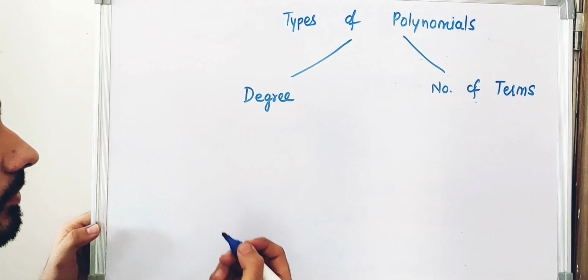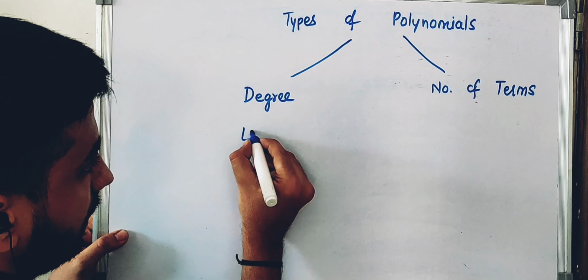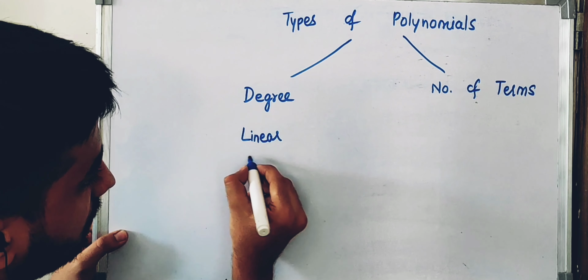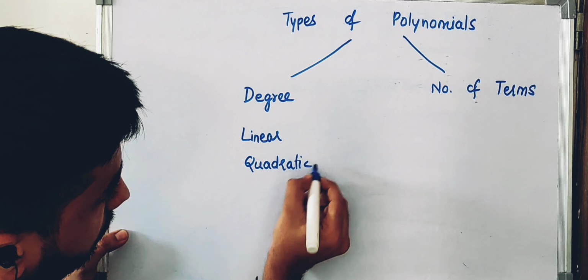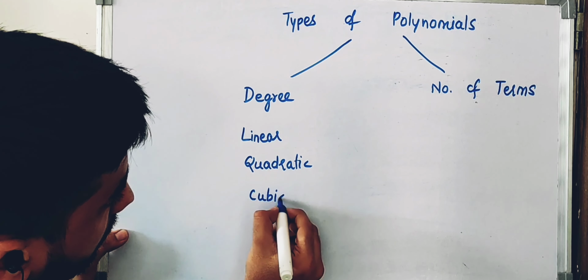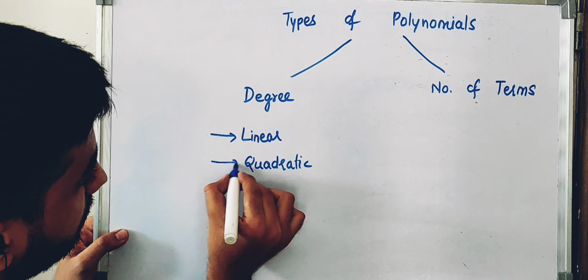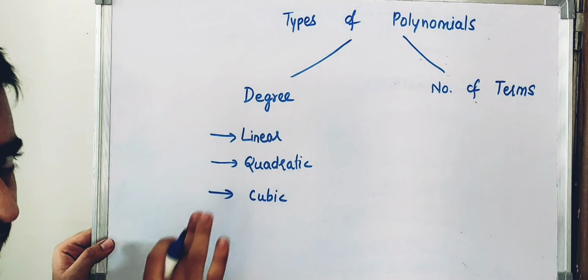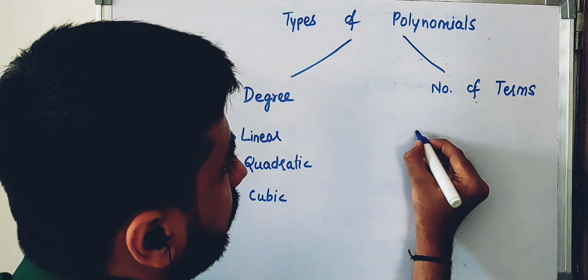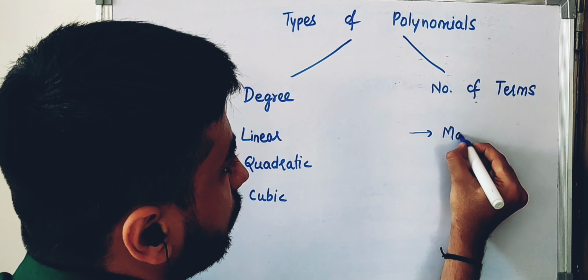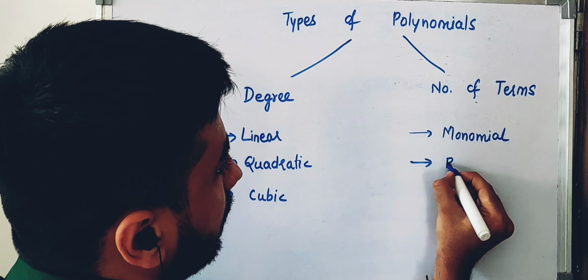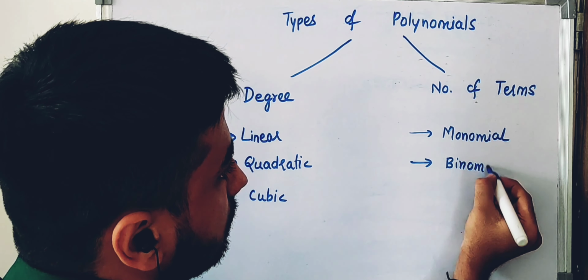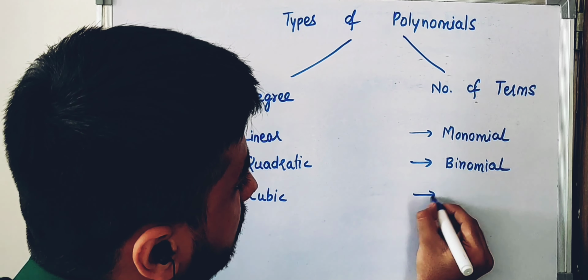Based on degree: linear, quadratic, cubic, and so on. But we will generally discuss only three. Based on number of terms: monomial, binomial, and the third one is trinomial.